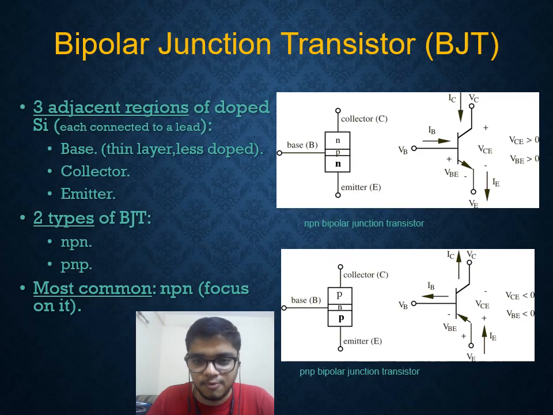This is the diagram of the bipolar junction transistor. It shows how the NPN and PNP transistors are used for biasing, and they will conduct electricity and send the signal to other transistors. These are the three adjacent regions of doping, and there are two types of BJT, as we know, NPN and PNP.